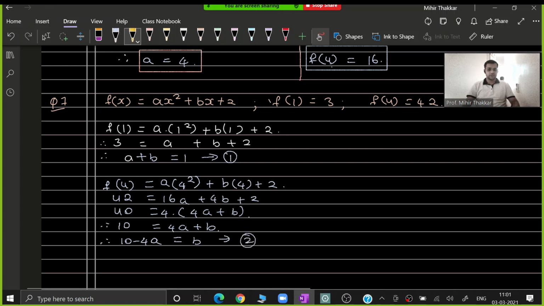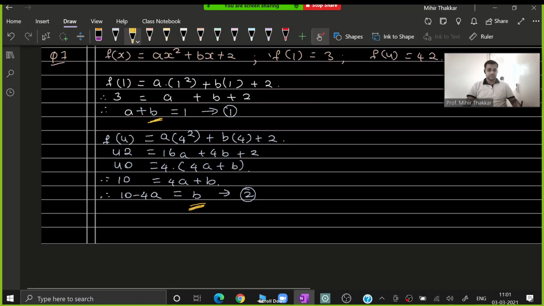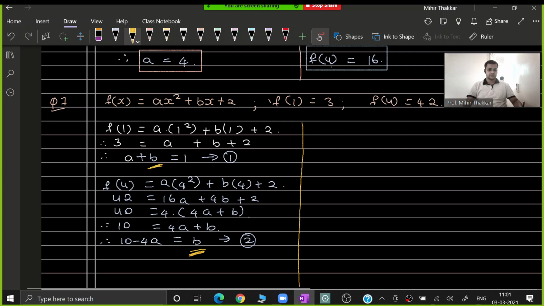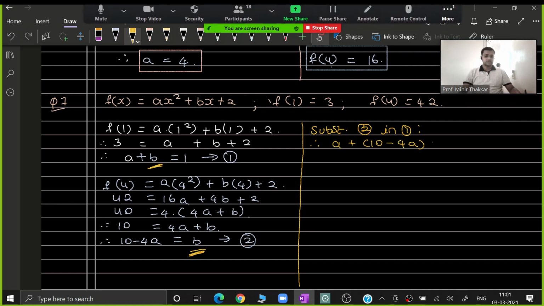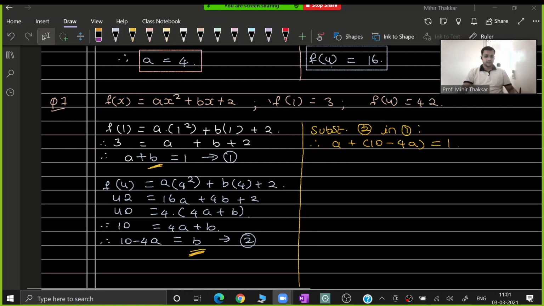Give this as equation number 2 so that this value of b can be substituted in equation 1 to get the required value of a first, and then using a you will get the value of b. So I will say over here, substitute 2 in 1. So when we substitute this 2 in 1, we get a plus 10 minus 4a is equal to 1.